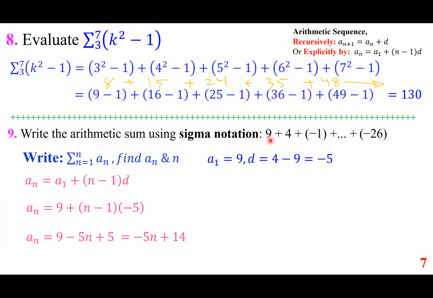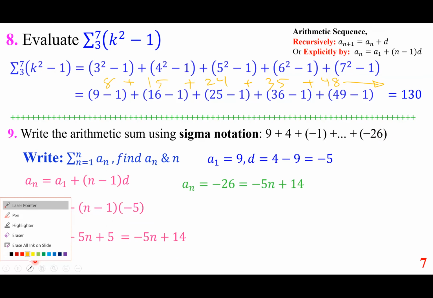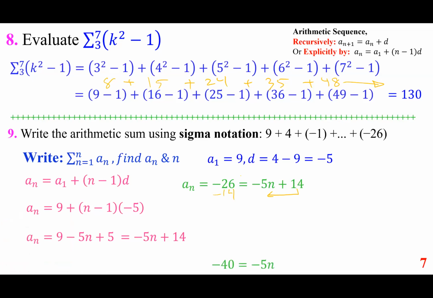Since we want to add this from the beginning all the way to number -26, we need to know what would be the n value for number -26. So we say if this is a sub n, we set it equal to -26 to find the missing n. If I move the 14, it becomes negative, I have -40 divided by -5, n becomes 8.